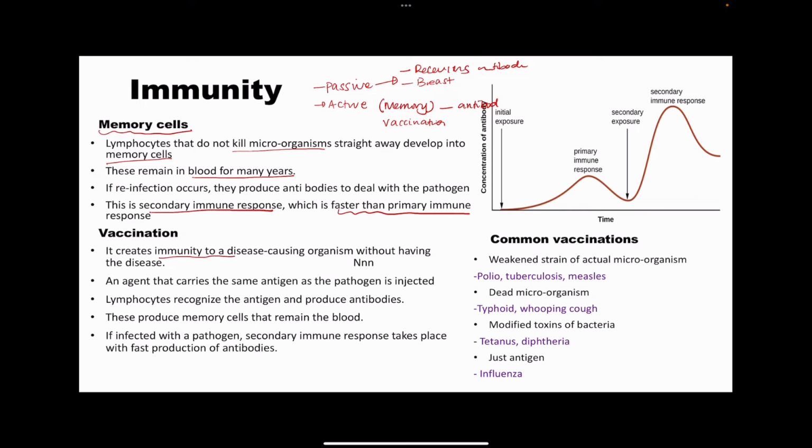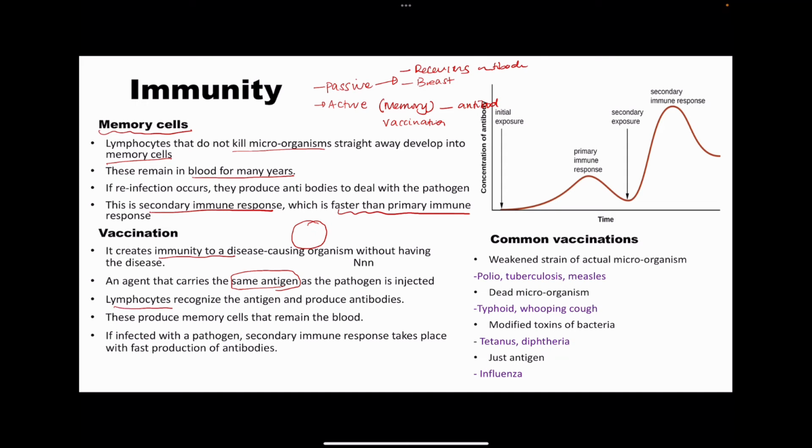Vaccination creates immunity to a disease-causing microorganism without somebody experiencing the real disease. So if an agent that carries the same antigen, remember, these antibodies respond to a specific antigen, and when they do respond, memory cells are going to be created. So in this case, if somebody is vaccinated with the same antigen or with some agent containing the same antigen as that found on the surface of the pathogen, the body is going to be tricked into thinking that the person has been infected with a real pathogen.